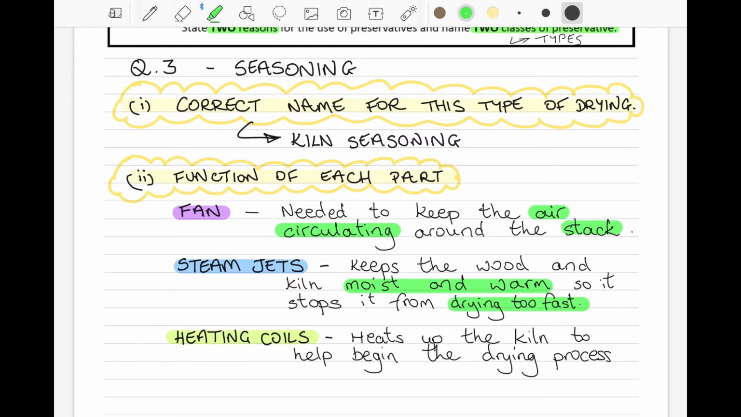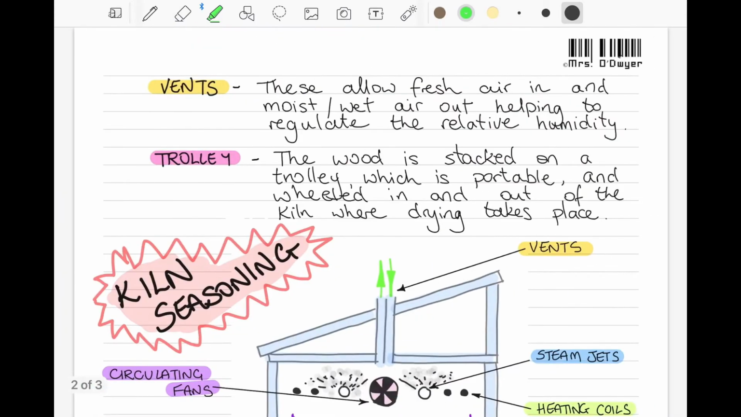Okay, so anything that's highlighted in green, I'll put it down here actually, is a keyword. What that means is you need to have those phrases or those words in your answer in order to try and get full marks. Okay. Now, next one was the heating coils.